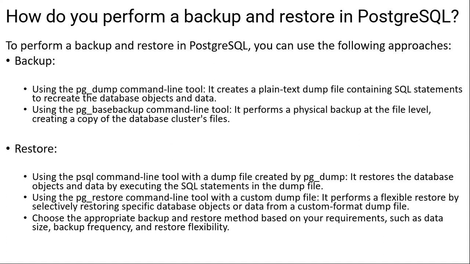Backup: you have to use pg_dump, a command line tool. It creates a plain text dump file containing SQL statements to recreate the database objects and data. Using the pg_basebackup command line tool, it performs a physical backup at the file level, creating a copy of database cluster files. So this is the way to take a backup of the Postgres database.